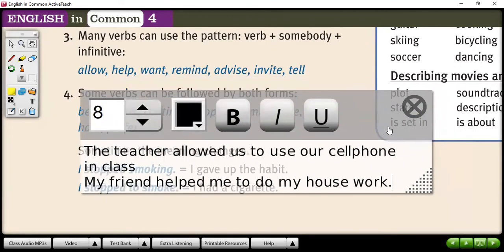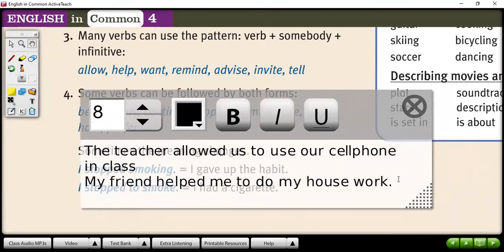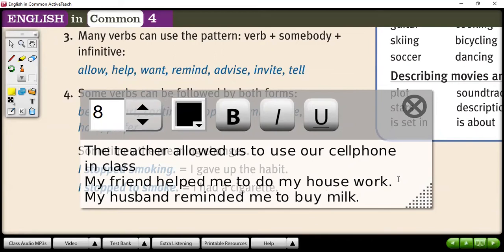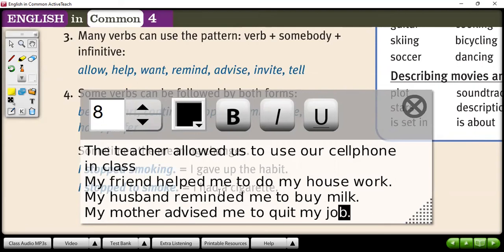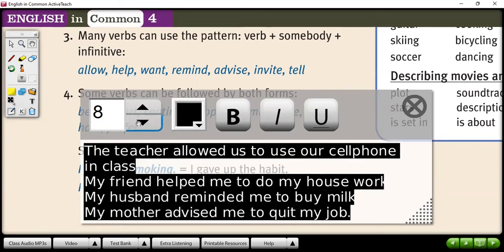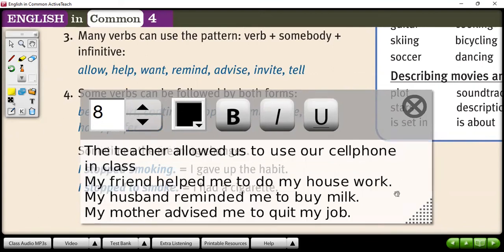Let me see more examples. Let's try remind. My husband reminded me to buy milk. My mother advised me to quit my job. Not good advice, but okay. So, as you can see, we have verbs that follow this pattern.